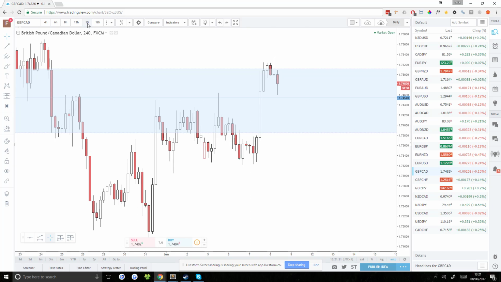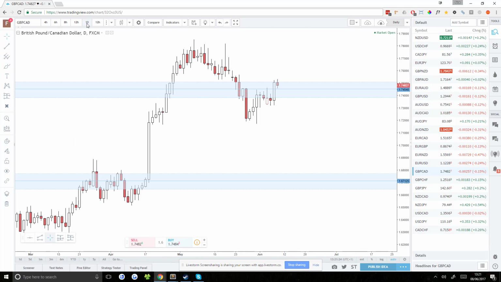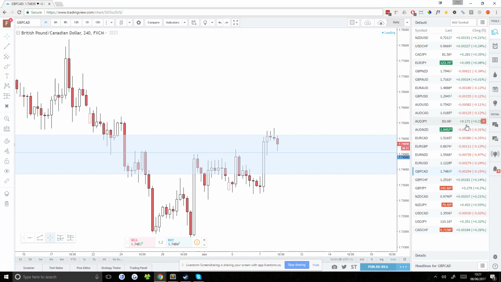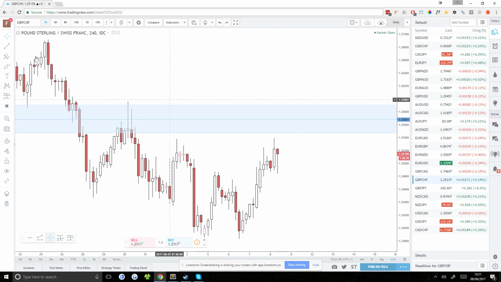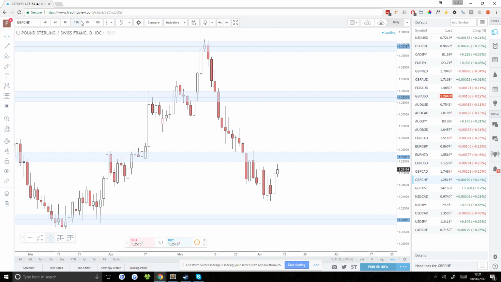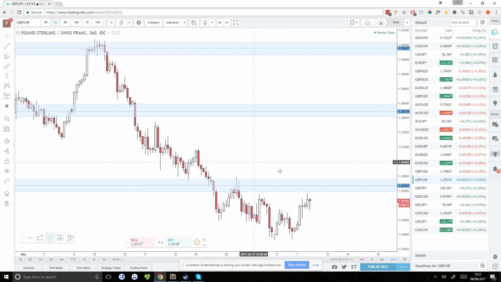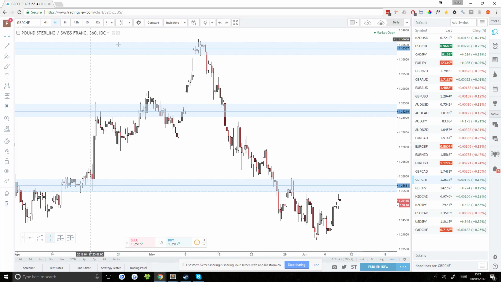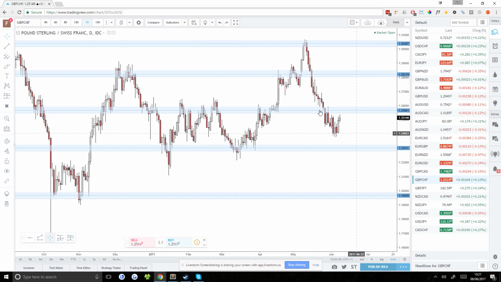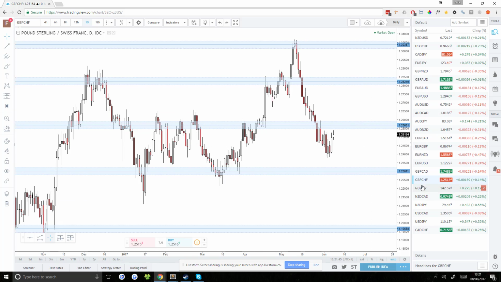Alrighty, GBP/CAD. Yeah, nothing we can really do there. Nothing that stands out to me as interesting, I should say. GBP/CHF, it's pulling back up to resistance. We could get some continuation reversal going there maybe, but yeah, let's keep an eye on it.